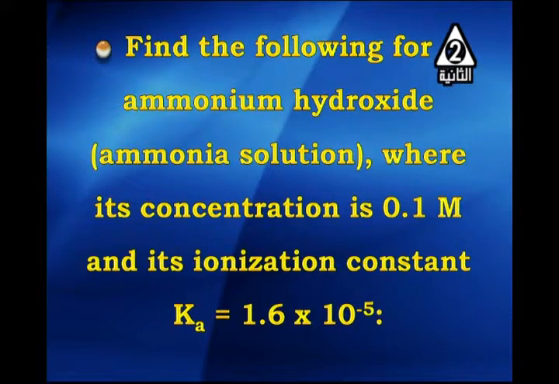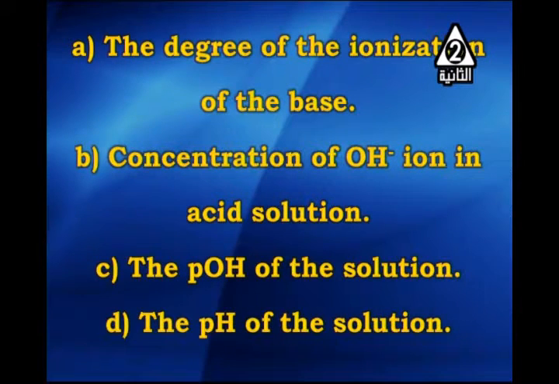Now, my dear student, another problem. Find the following for ammonium hydroxide solution, or we can say ammonia solution, where its concentration is 0.1 molar and its ionization constant Kb equals 1.6 times 10 to the power negative 5. And then find the degree of ionization of the base, the concentration of hydroxide ion in the solution, the pOH of the solution, and the pH of the solution.